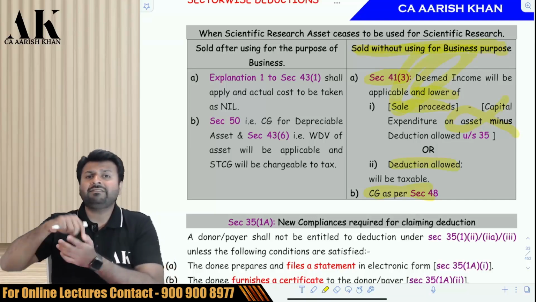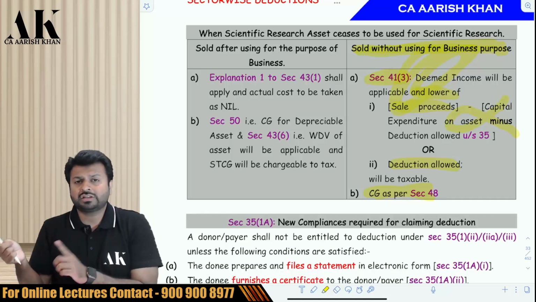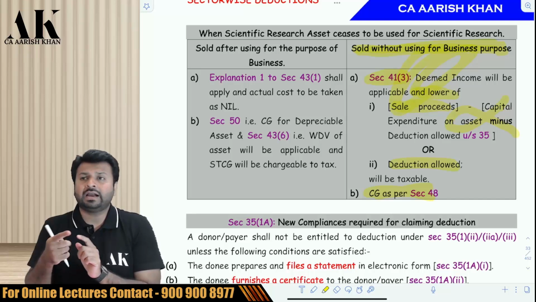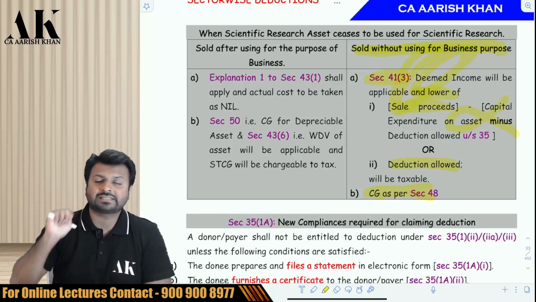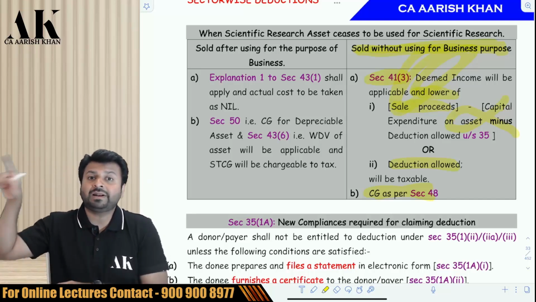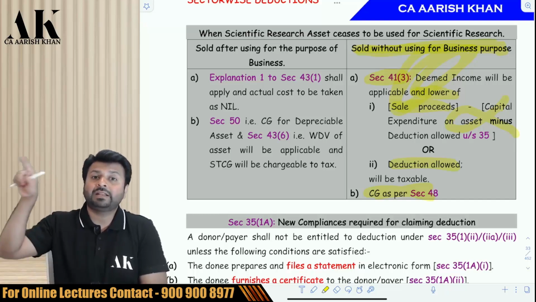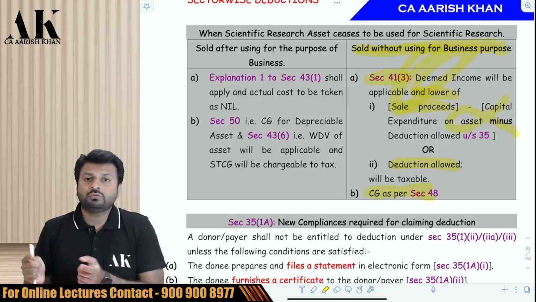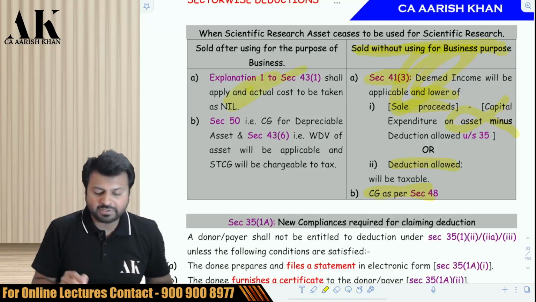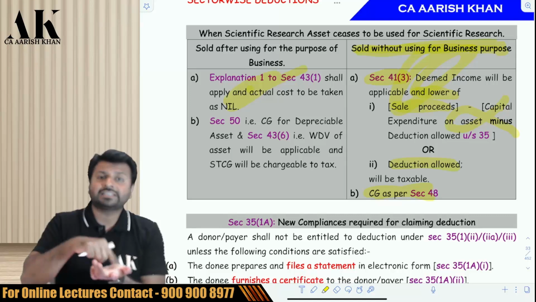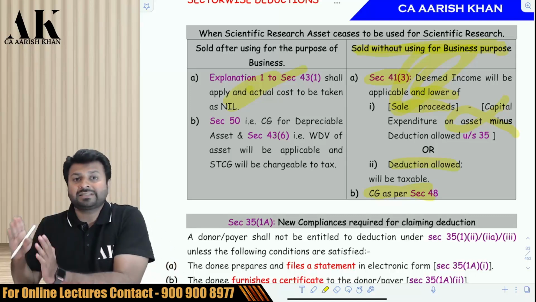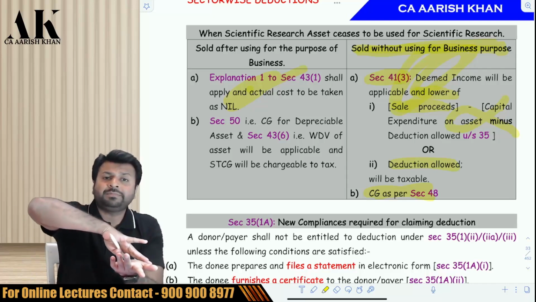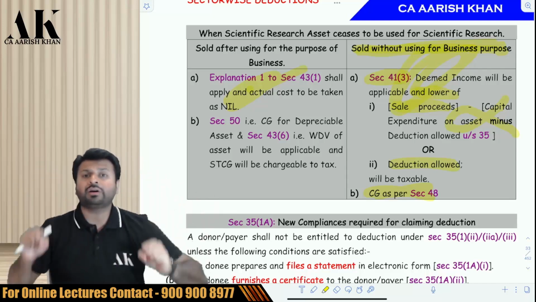Now, one more option. I have bought a plant and machinery of 1 crore, took deduction under section 35(1)(4) few years back, and after a few years, I want to shift that plant and machinery to my business. Then that particular plant and machinery will form block of asset of the other plant and machinery. So, what will be the actual cost of that? That is defined in Explanation 1 to section 43(1), and the actual cost of that asset will be nil.